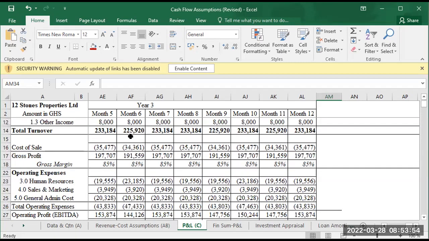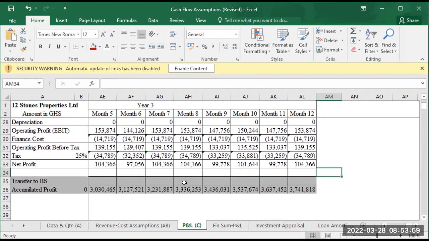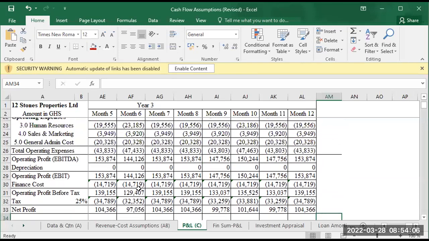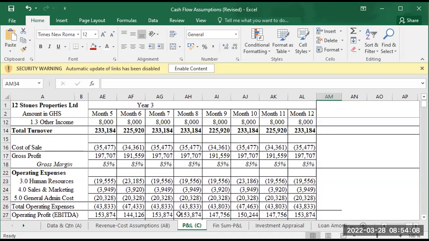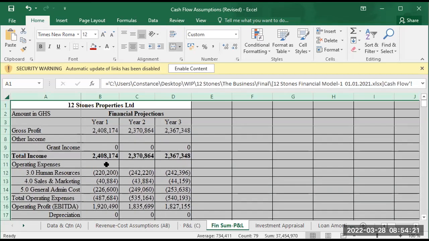The turnover, cost of sales, operating expenses, and all of that. We get to find out, in the end, the values we're working with. So which is the final? So this is the final. Turnover is this. Cost of sales is that. Gross profit is this one. So when there was no grant income. And this is how we got to the total income.